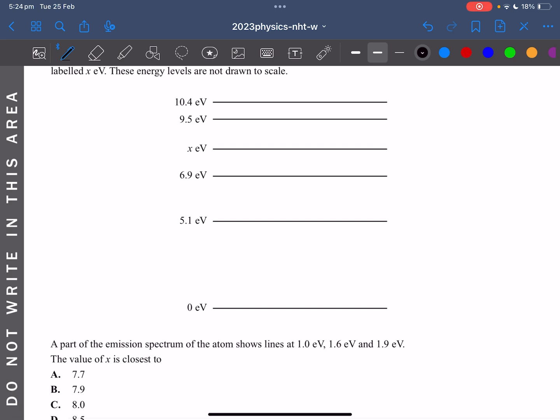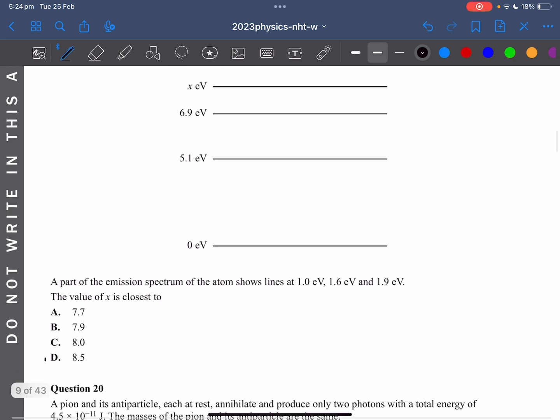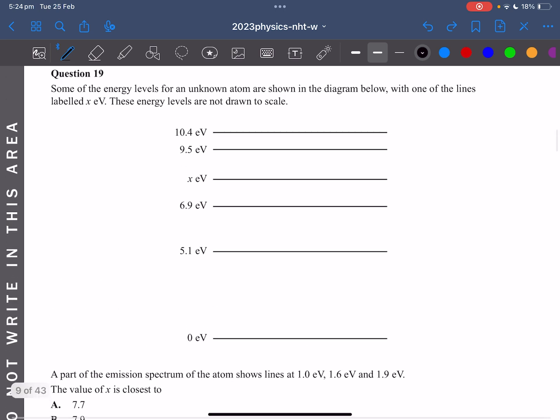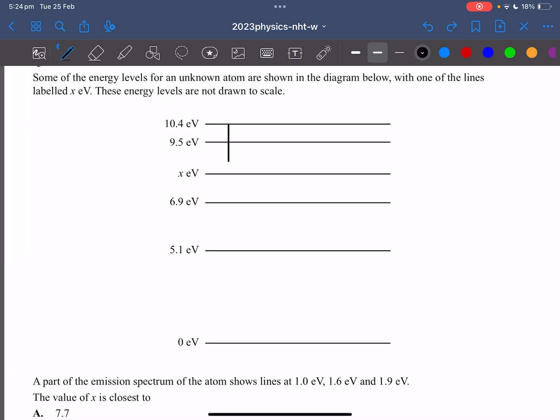For questions like this, we usually just check with the options, like which one works. What I suggest when you do that is start from the last option and go up, because the answer is usually one of the options from the bottom most of the time. So let me draw some arrows for the emission first: that, then that, then that, and the final one, which is that.